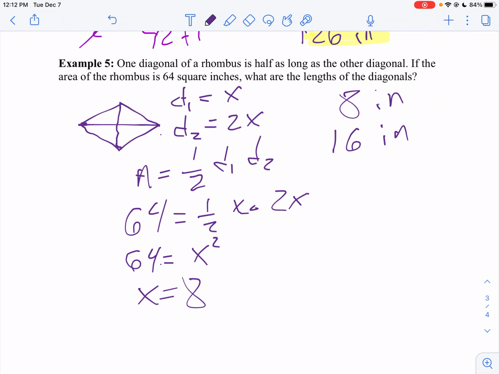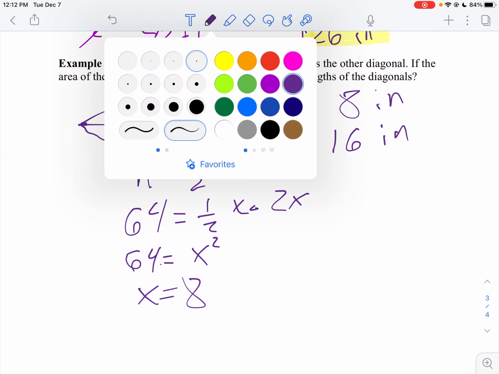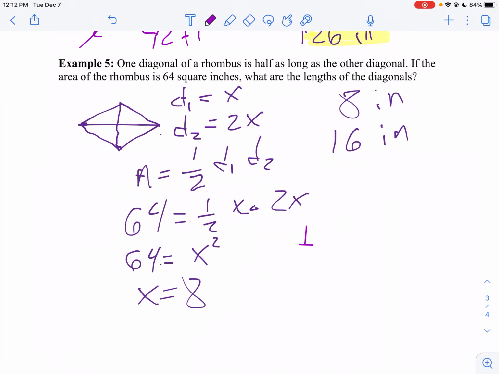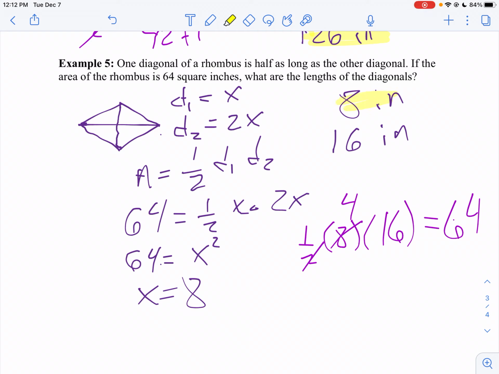Now you can do a quick check here. Do you get 64? If I take 1/2 times 8 times 16, do I get 64? Well, sure I do, because 2 goes in 8 4 times. 4 times 16 is 64. That's my check. Remember, my answer is 8 inches and 16 inches. Those are my two diagonals.